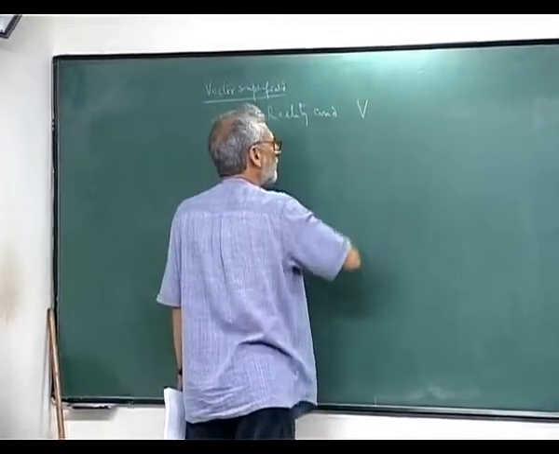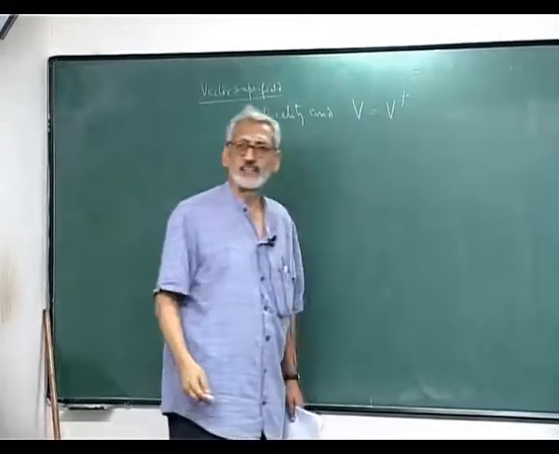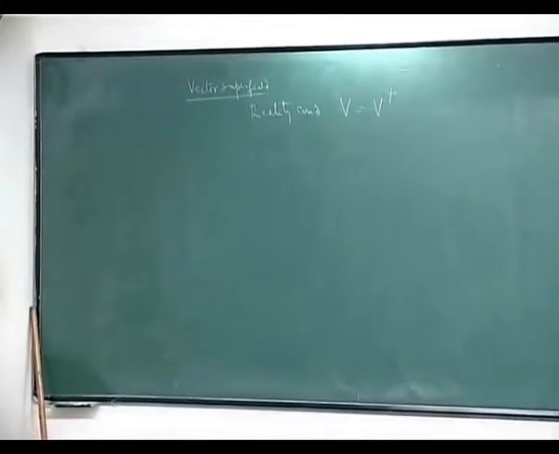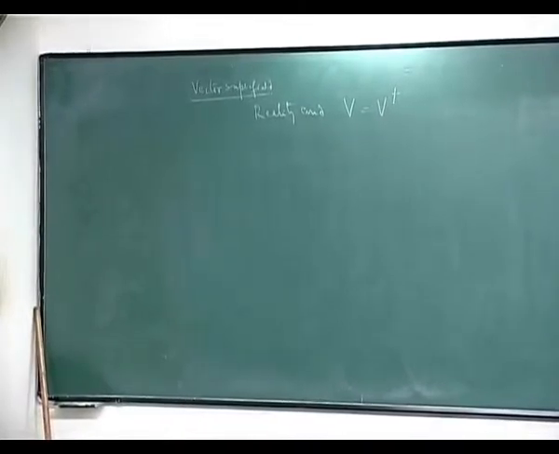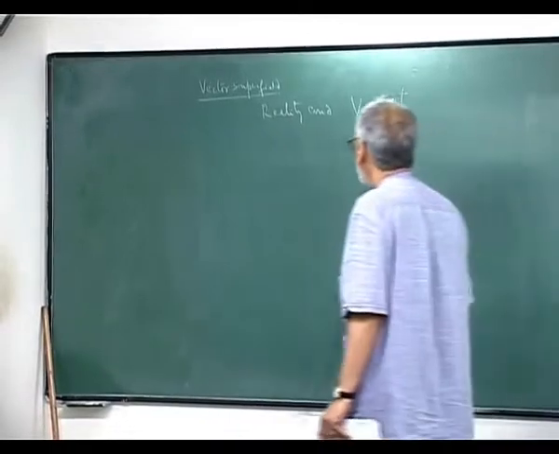And vector superfields are defined by a reality condition. So you have a vector superfield V that is the same as V dagger, where V dagger is the complex conjugate. Dagger and star I sometimes use interchangeably. So that's what defines a vector superfield.